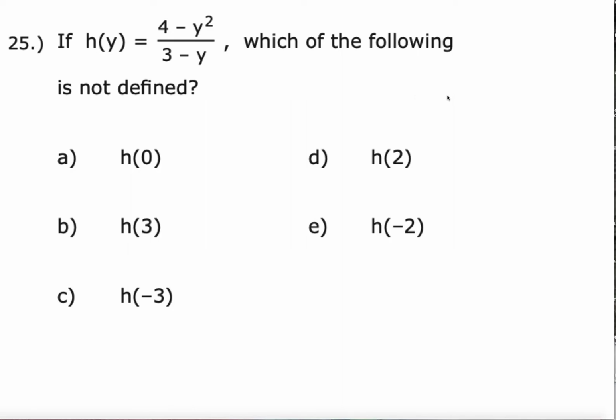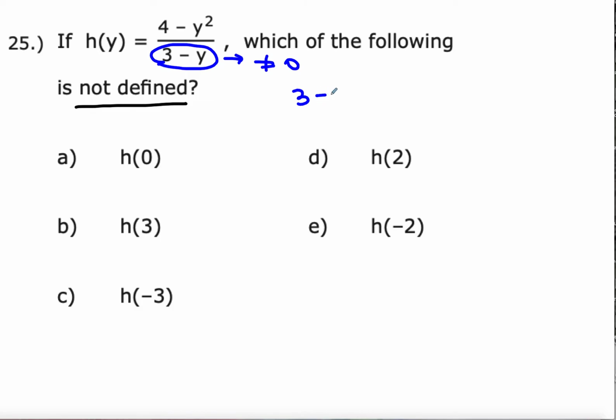At number 25 together. First, it says, which of the following is not defined? The fact that it's not defined in a function that has a fraction means the denominator cannot be equal to 0.